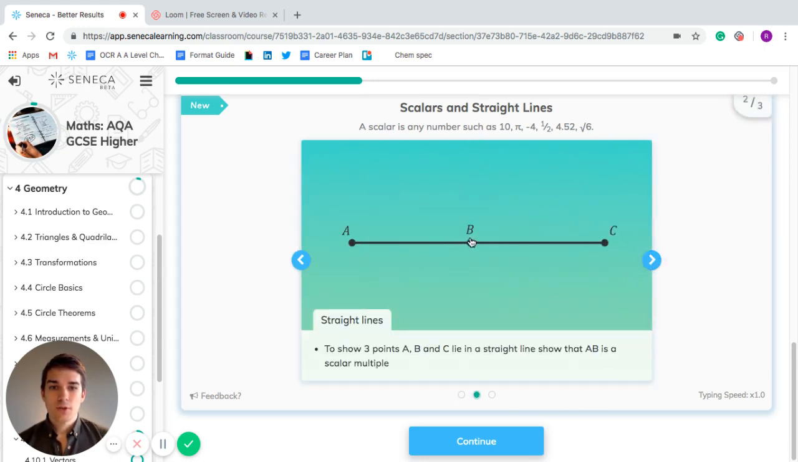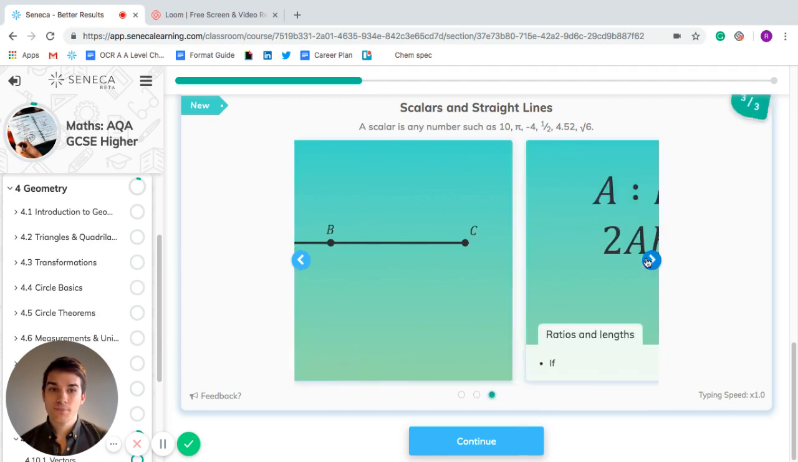So to show 3 points A, B, and C lie in a straight line, you need to show that AB is what we call a scalar multiple of BC. So to make sure they're on the same line, basically what we're saying is this direction is the same as this direction, it's just this BC area might be a bit longer.